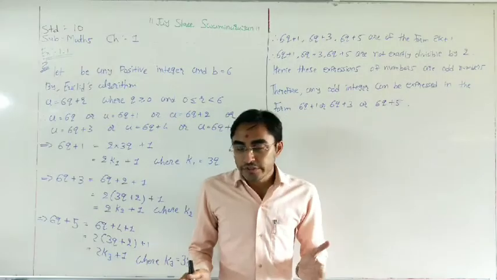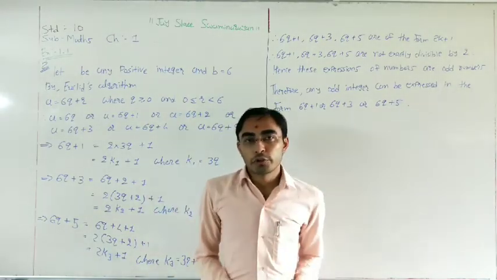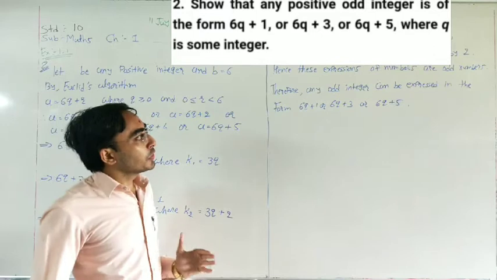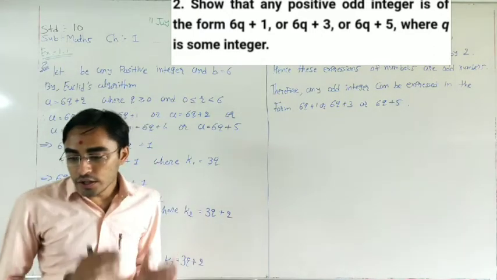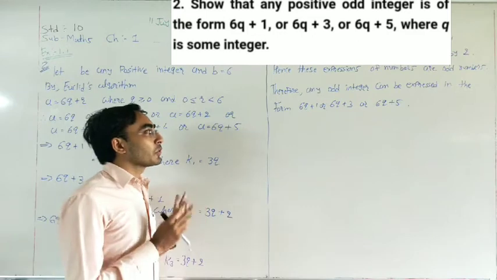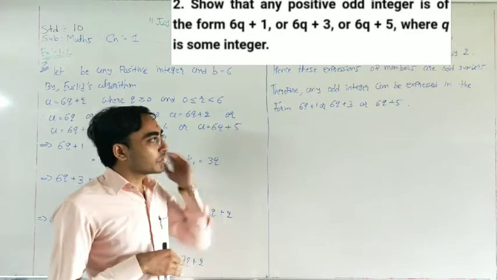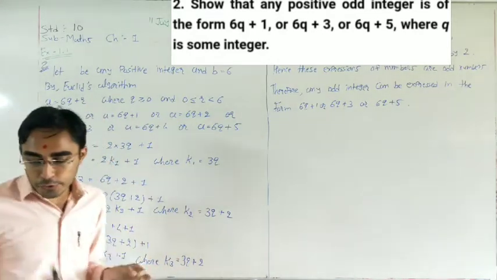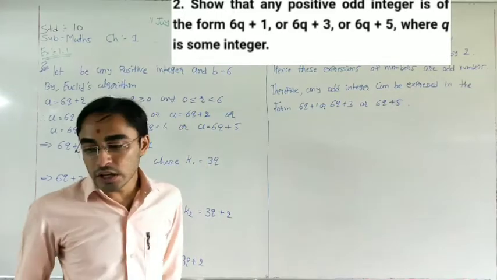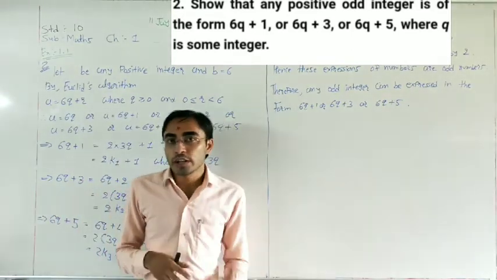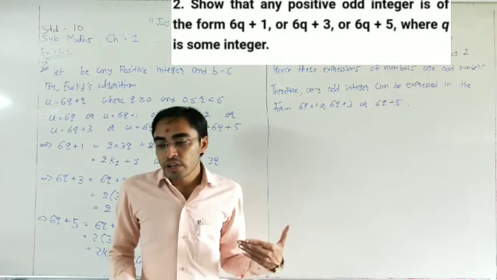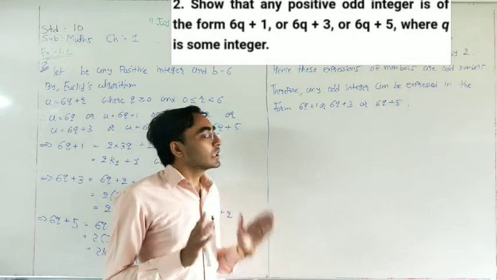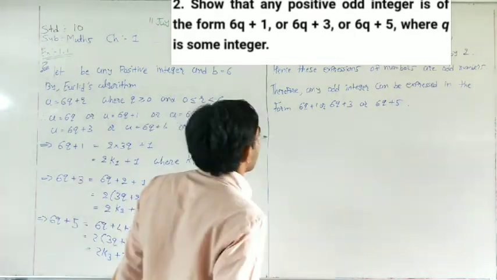Okay. Next is question number 2. First of all, with this method, show that any positive odd integer is of the form 6q plus 1, otherwise 6q plus 3, otherwise 6q plus 5, where q is some integer. Okay, again we need to prove that any positive odd integer is of the form 6q plus 1, 6q plus 3, otherwise 6q plus 5.